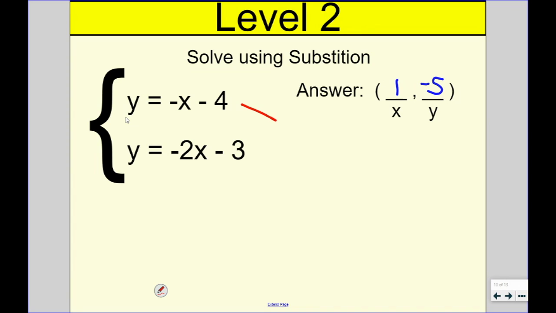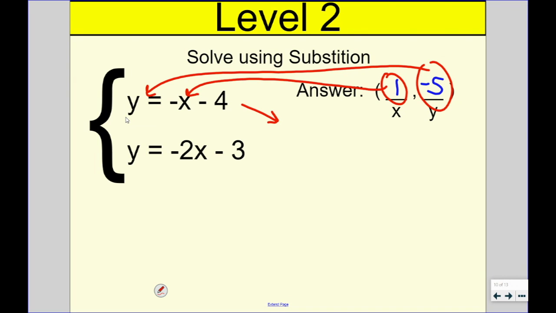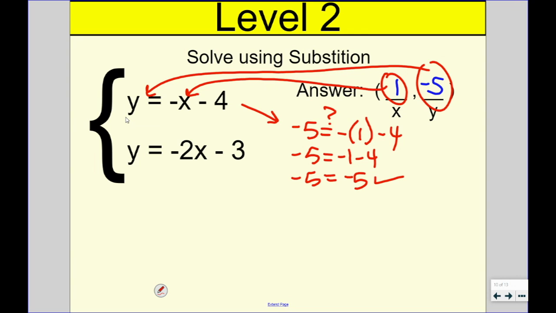Well, we'll do it again. We're going to check here. Instead of writing y, we're going to put our -5. And instead of writing our x, x is 1, and we're going to see if this is true. Is -5 equal to -1 minus 4? We're checking if this is true. Does it stay balanced? Is -5 equal to -5? Yes, it is.